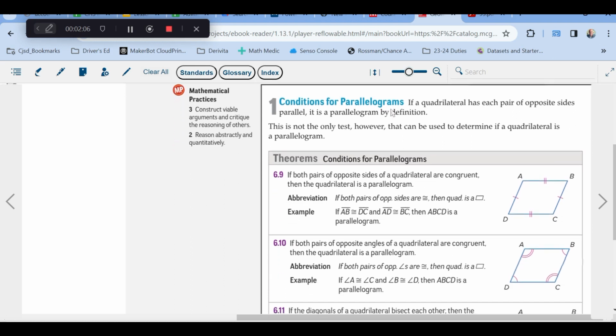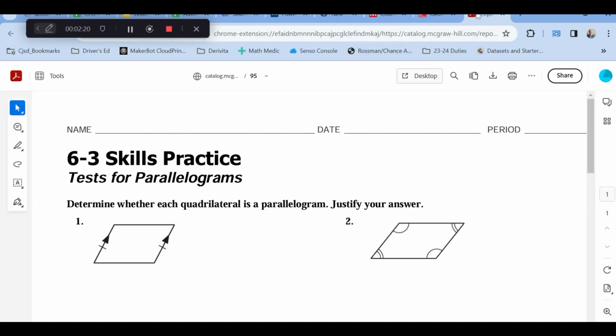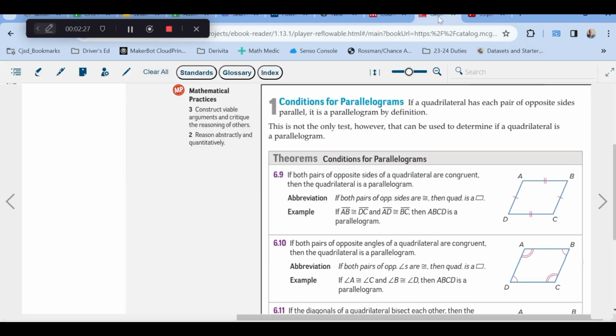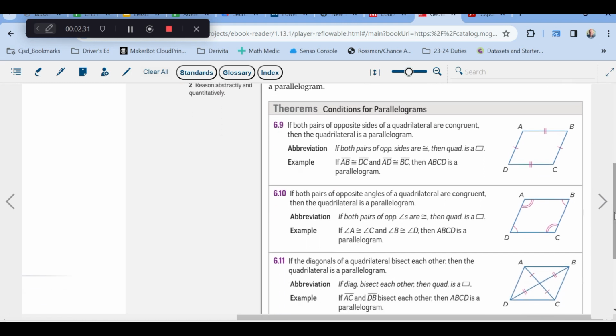we know that in order to be a parallelogram, it has to have both pairs of opposite sides. It says each pair of opposite sides has to be parallel. So that if we can prove that it's parallel, then we will also know that these sides here are also parallel to each other. But how can we prove it? So now we get into the test. Here we go. One test.